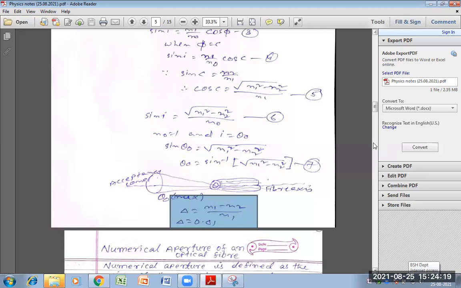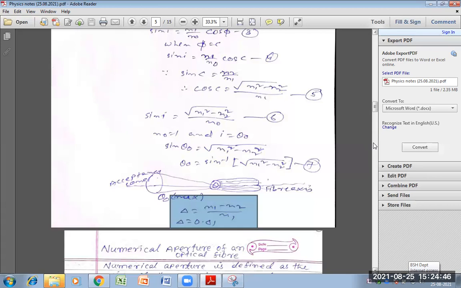Now, propagation of light through fiber: the light gathering ability of a fiber depends upon two factors. One is core size, another is numerical aperture. Numerical aperture is the most important theme of this chapter. Numerical aperture is denoted by NA.